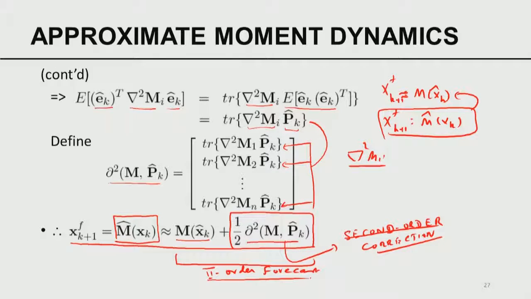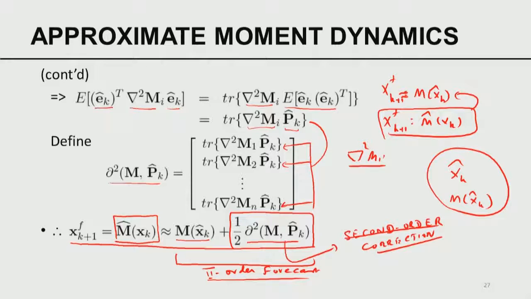I also want to remind you, first order forecast is a lot easier. Why is first order forecast a lot easier? I already know x_k hat from the previous step. I simply evaluate the function map at the previous step. So that is first order. But to be able to compute the second order, I have to do a lot more arithmetic. So second order forecast is definitely more accurate, but it is computationally more expensive. So what does it bring you? It brings you the accuracy versus time trade-off.